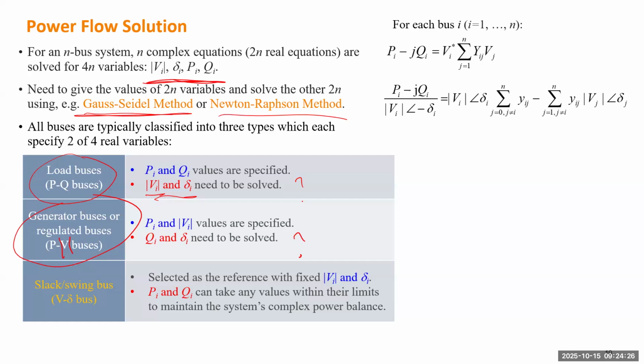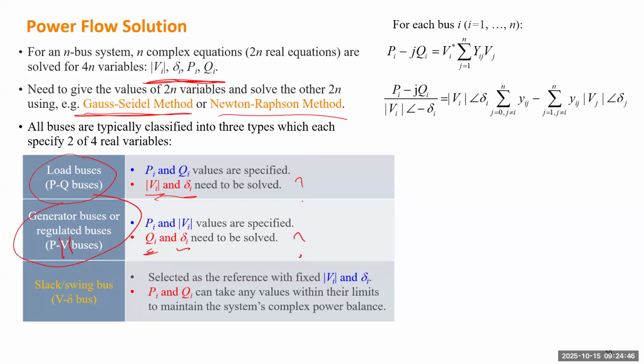For instance, if I have a power plant whose power output is scheduled, the P is scheduled based on the operator or the market. Voltage magnitude can be controlled by the voltage controller. Then we need to calculate how much Q and also how the angle can change.